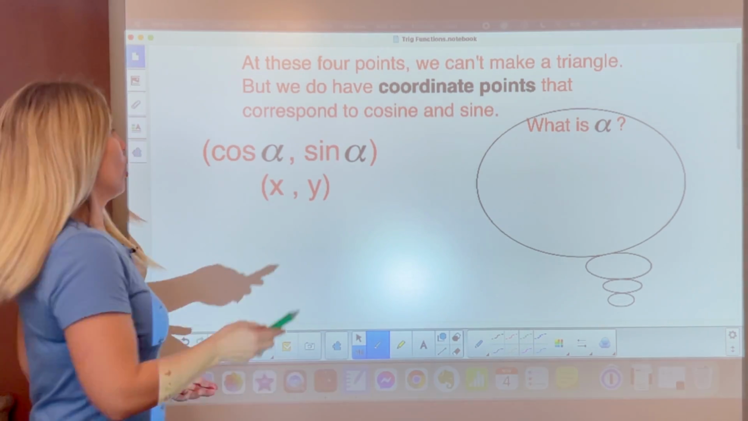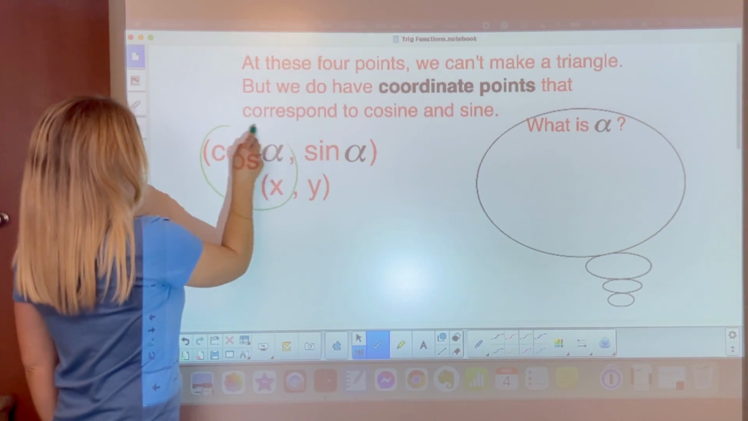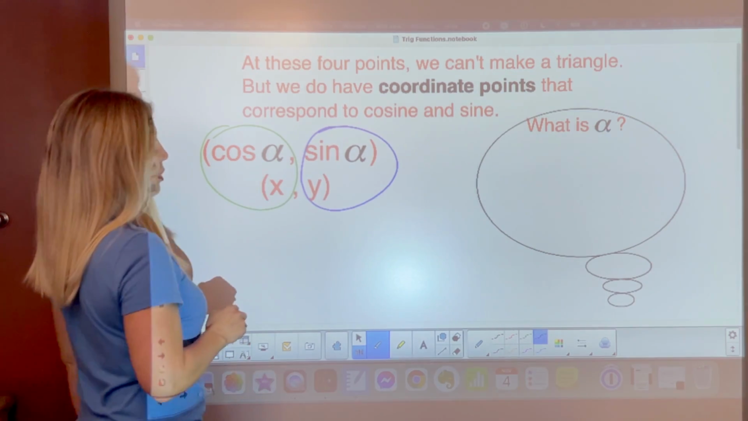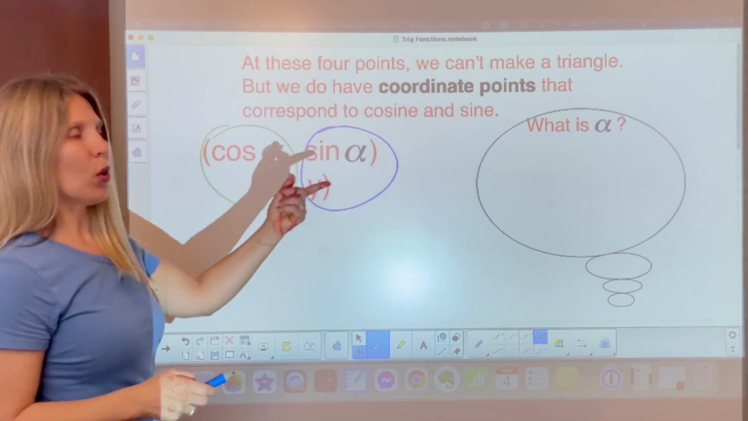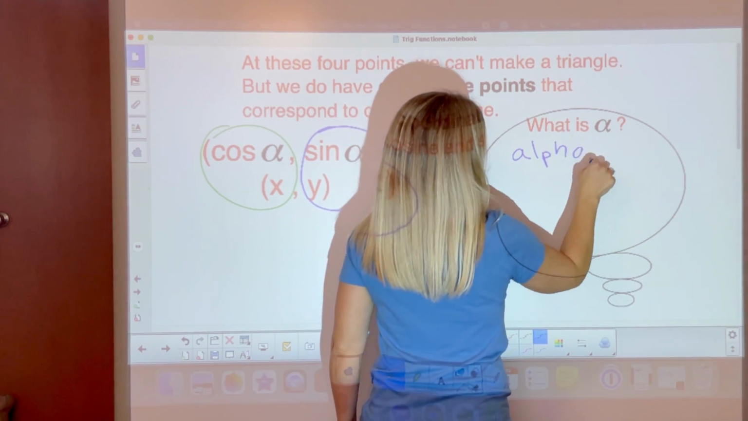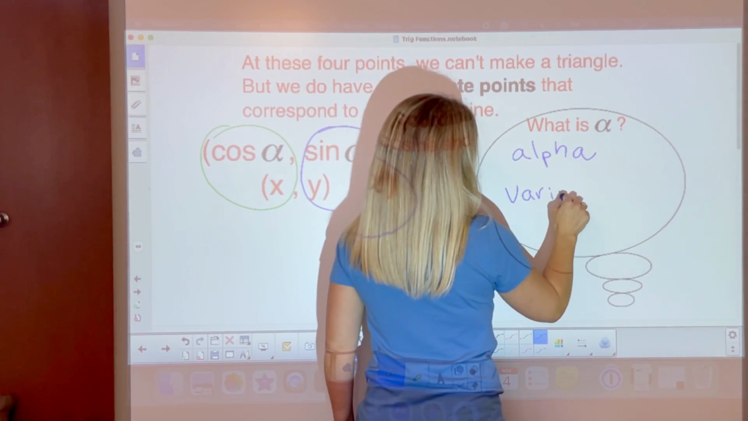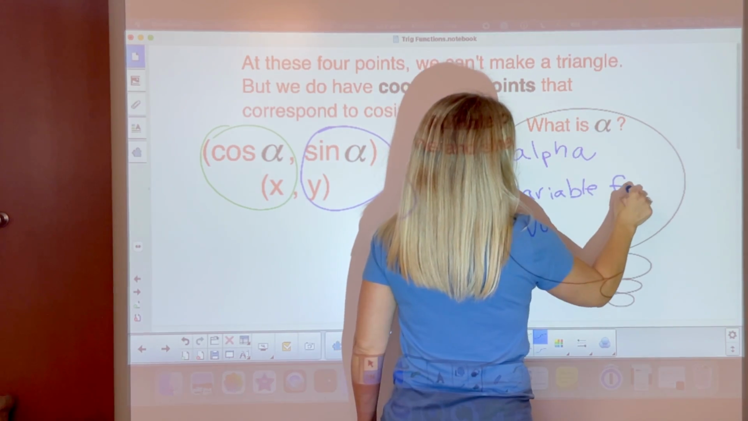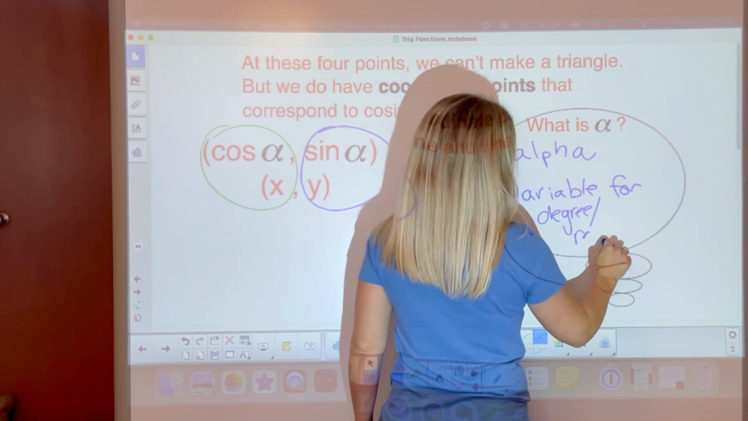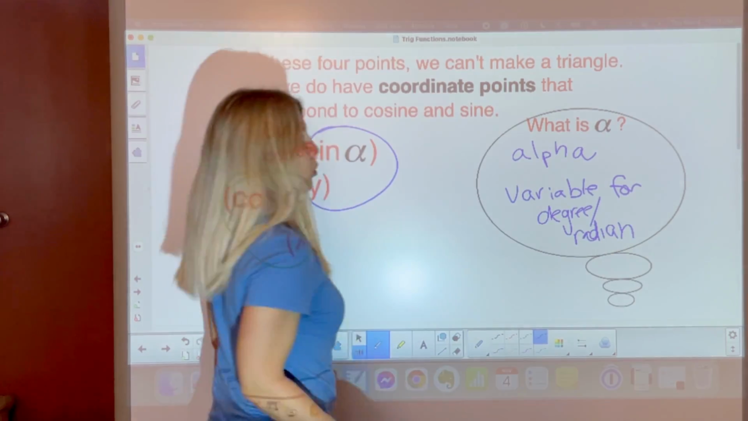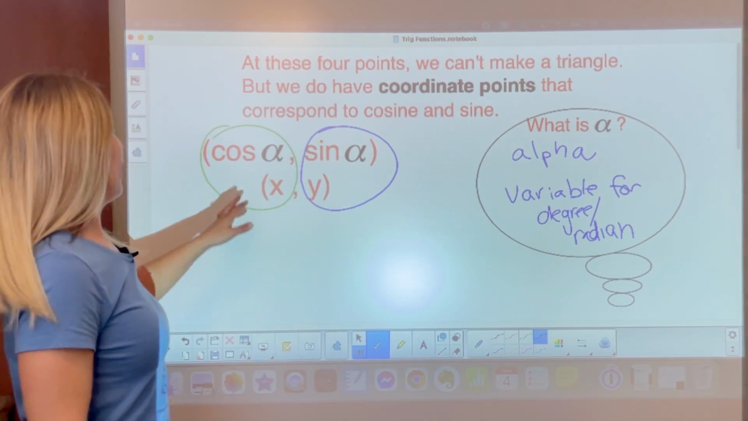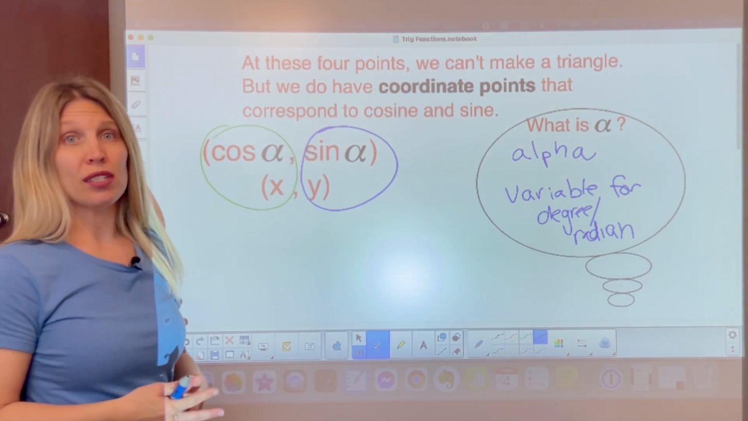So here's what you need to know. Cosine of alpha is x, and sine of alpha is y. Now, what is alpha? This symbol right here stands for alpha. It's a Greek letter. It's basically a variable for degrees or radians. So it's your unknown value, okay? That's all that symbol means. It's a Greek letter, it's alpha. It just means unknown value, like if we would say x.